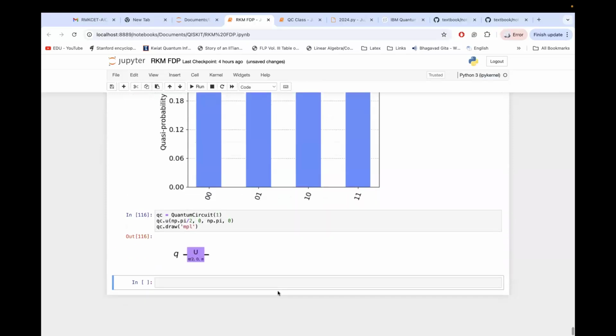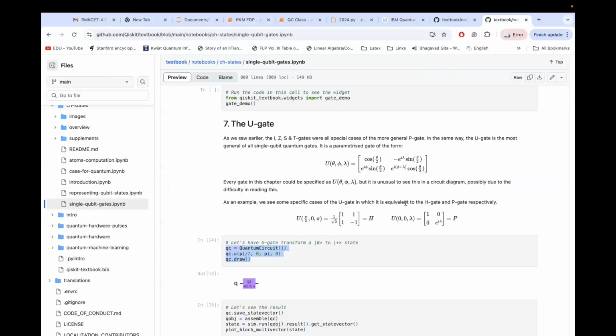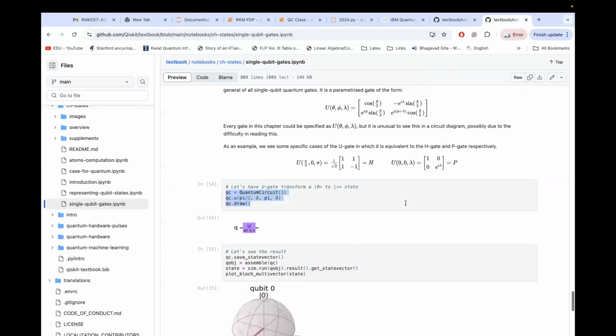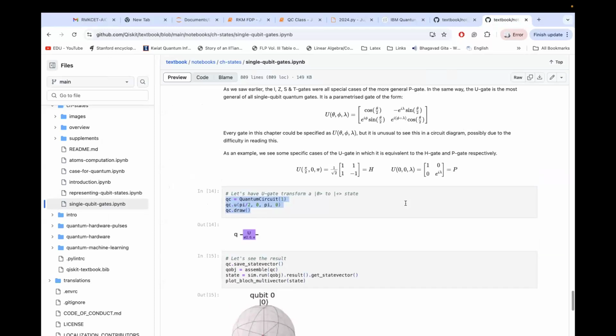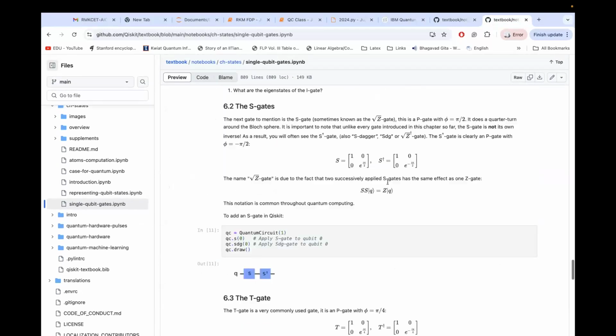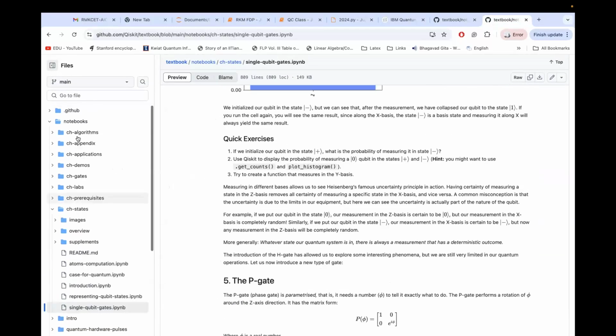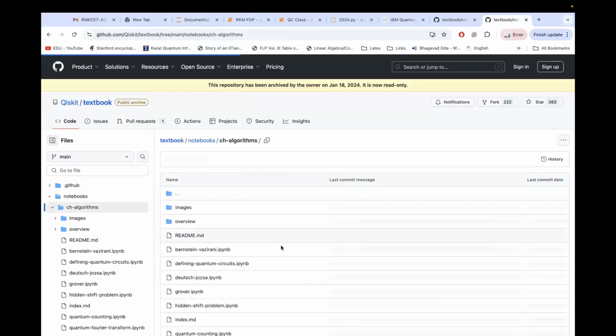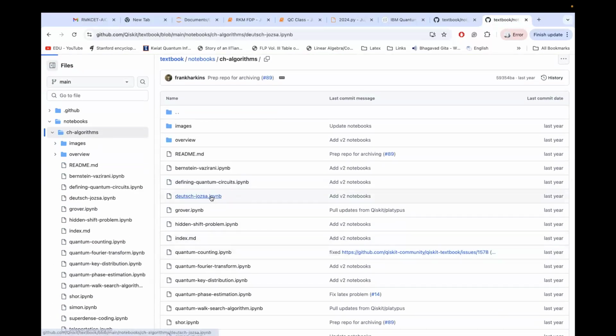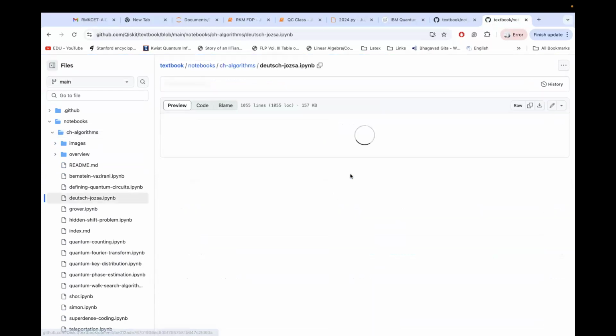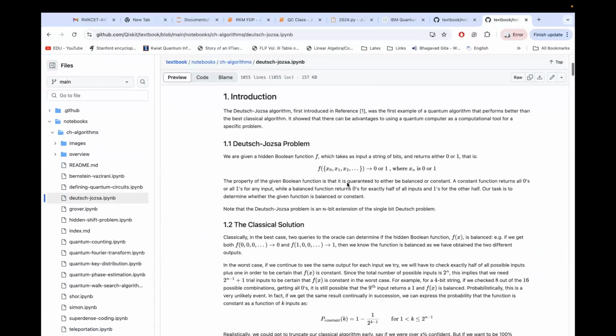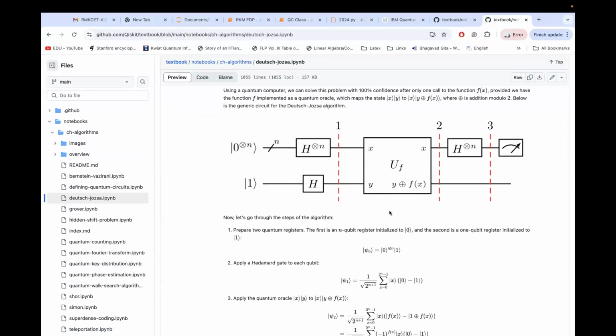So this is what it is. You can use this general unitary operator to construct whatever gate you want. And if you want to look at algorithms, for example this Deutsch-Jozsa algorithm, there also you can construct the quantum circuit for any algorithm. For example, this is a full circuit for the Deutsch-Jozsa algorithm.